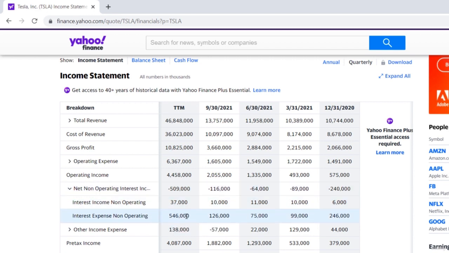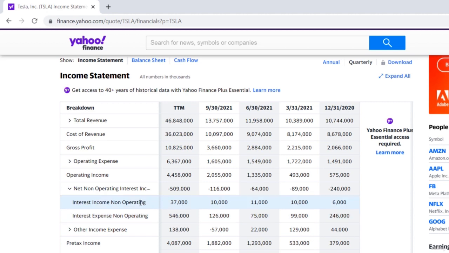So what is interest expense? What are we paying interest on as Tesla? Well, we're paying interest maybe on our bank loans. We need to build factories. We need to borrow money. We need to do things. So maybe we're paying money on bank loans, or we've issued bonds, like corporate bonds, to raise money that we need to pay interest on, right? People own our debt. We need to pay them interest on that debt. So that's why that's such a big number, that negative $546 billion.